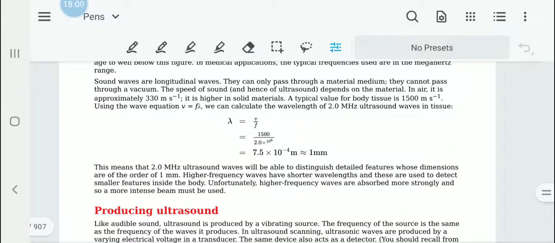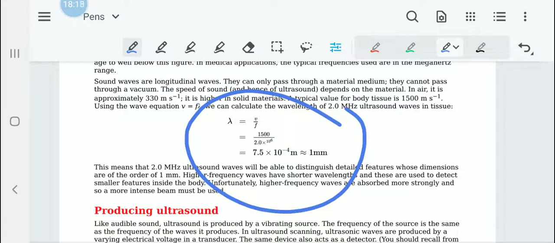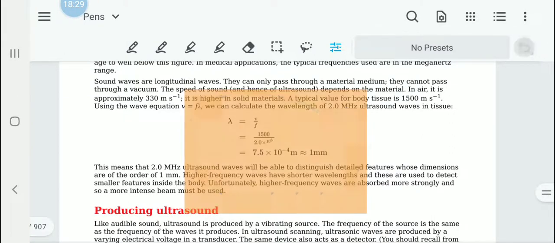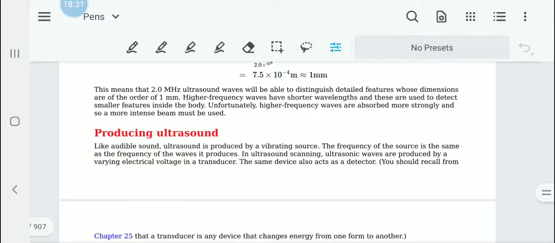If we use a 2 megahertz ultrasound wave, we will be able to distinguish features whose dimensions are of the order 1 millimeter. Write this equation down. Lambda equals V upon F. 1500 over 2 into 10 to the power 6, which is equal to 7.5 into 10 to the power minus 4 meters, which is more or less equal to 1 millimeter.